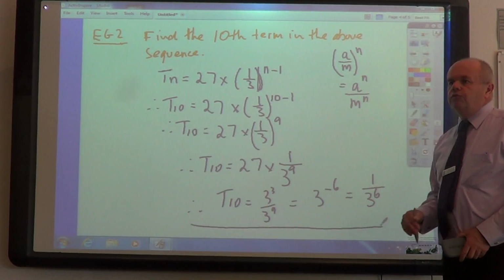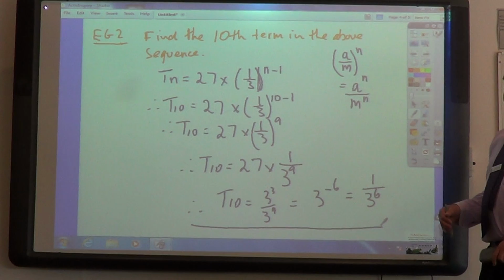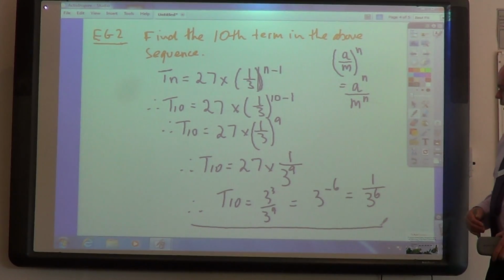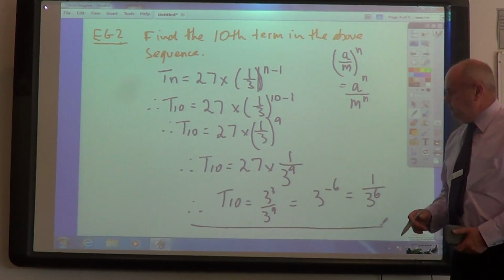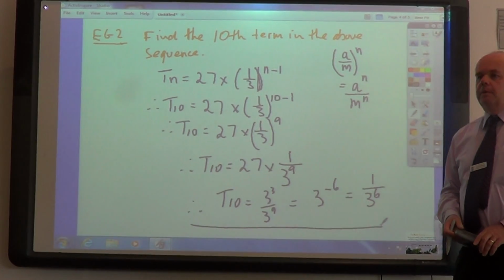I certainly wouldn't want to see it in decimalised form, because that would not be in exact form. We try to present answers in exact form in mathematics as much as possible. So there are our two first basic examples. I'll ask you to turn off the tape.